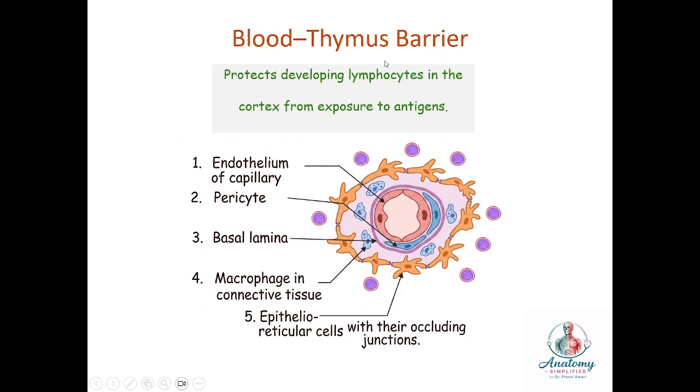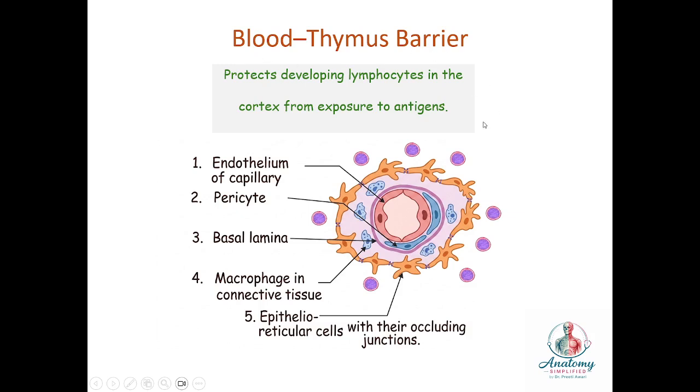Now, the thymus is a primary lymphatic organ. That means the stem cells are differentiated into T lymphocytes without the stem cell getting activated by antigen. So here the antigen should not come in contact with the stem cells and the T lymphocytes. So to protect the developing lymphocytes in the cortex from exposure to antigen, we have a barrier called the blood thymic barrier.